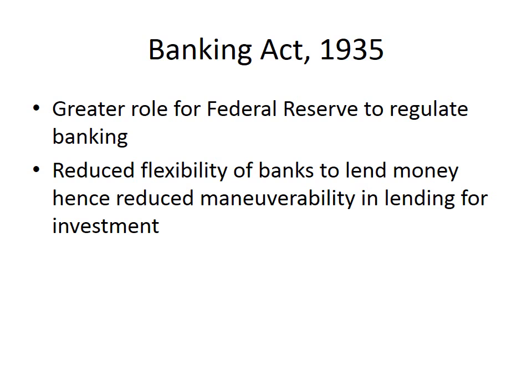Banking Act of 1935, greater role for the Federal Reserve to regulate banking, reduces the flexibility of banks. The idea is to gain a little bit more control so that banks don't overlend money.